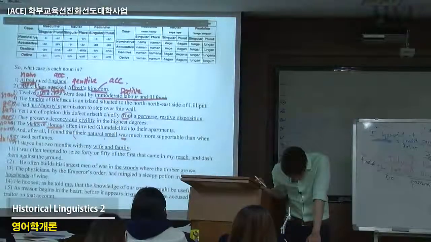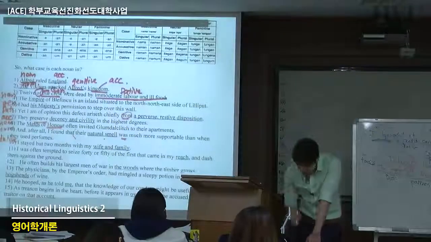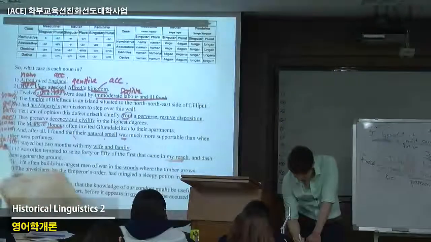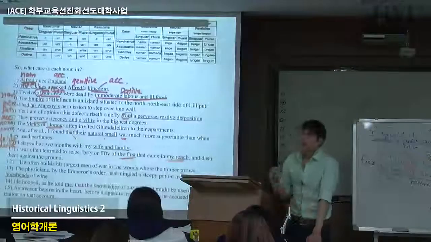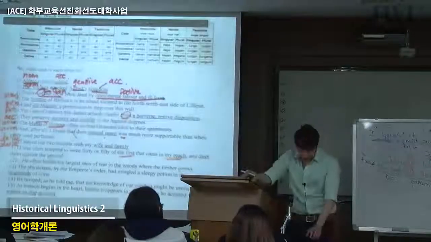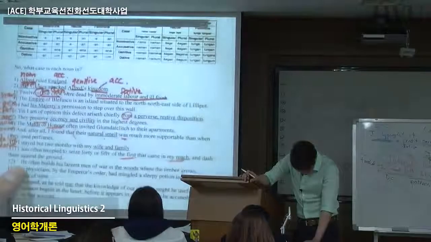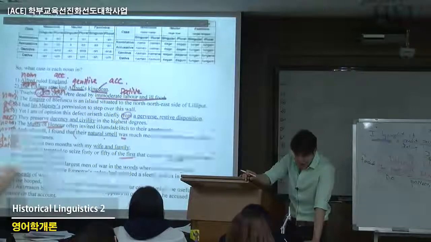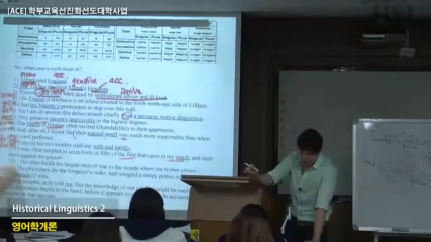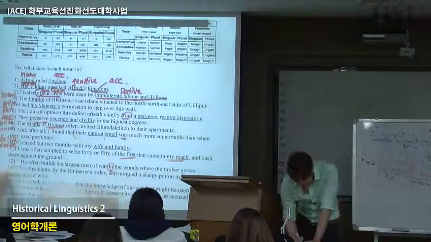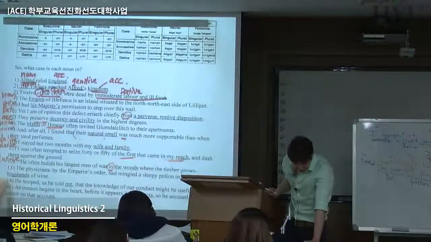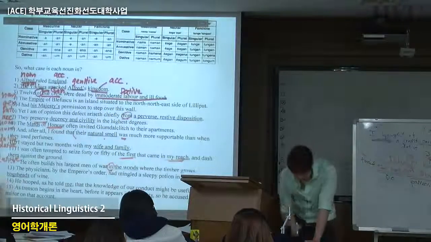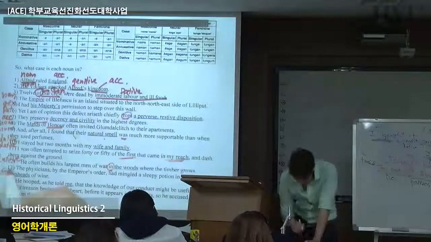Number 11, the first that came in my reach. This is a dative case again because it's after the preposition in, okay? Of the first would be the genitive because it's after of, okay? Number 12 is the same as 11. You have the genitive, you have the dative case after the word in. So dative case. Number 13, in the hogsheads of wine, you have the dative case again after in.